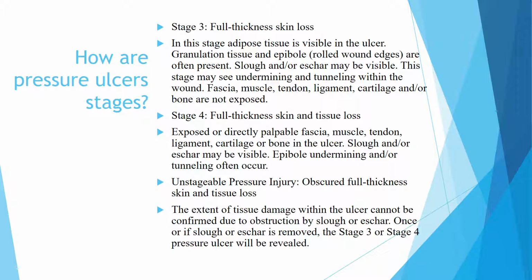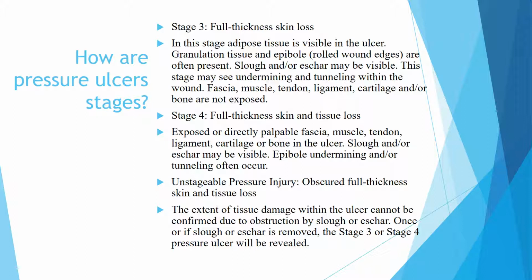Stage 4, full thickness skin and tissue loss. Exposed or directly palpable fascia, muscle, tissue, tendon, ligament, cartilage, or bone in the ulcer. Slough or eschar may be visible. Epibole, undermining, and/or tunneling are often present.